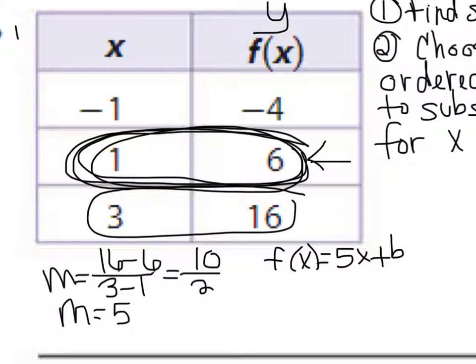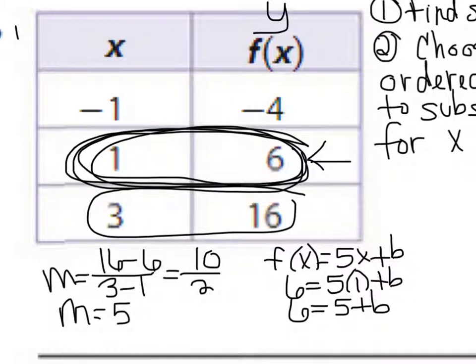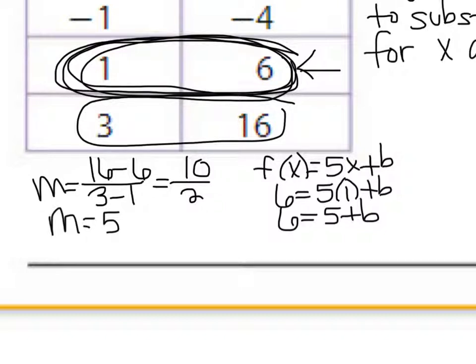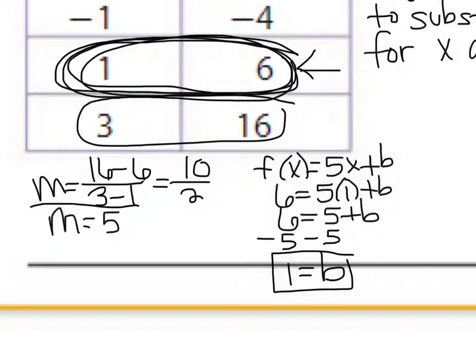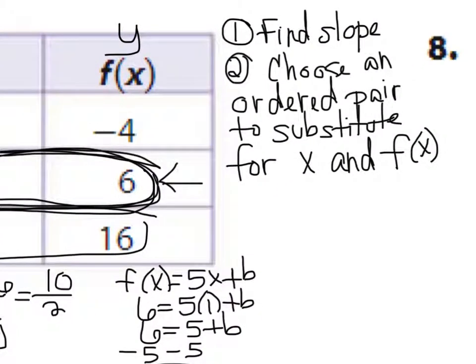Since I'm using this pair, we're going to replace f of x with 6, x with the 1, so 5 times 1 plus b. 5 times 1 is 5. To get b by itself, we need to move the 5 over. Since it's positive, we subtract it. 6 minus 5 is 1, so this time b is equal to 1. So now that I have my b and I have my m, so step 3, after we substituted, we solved for b.